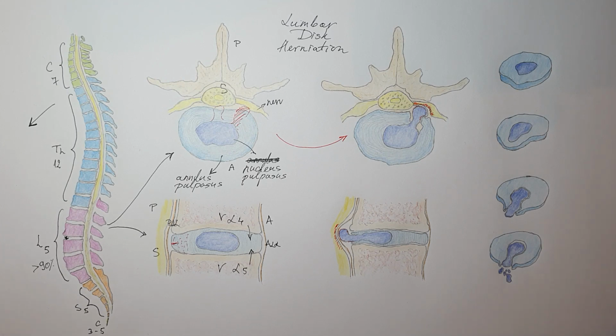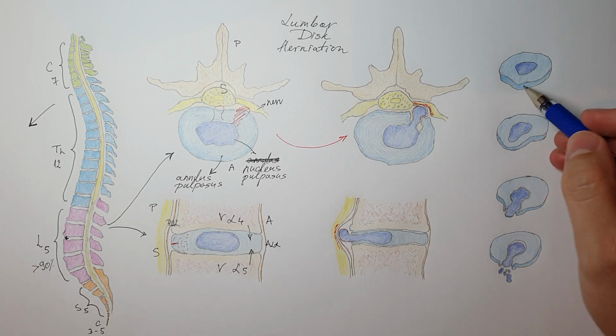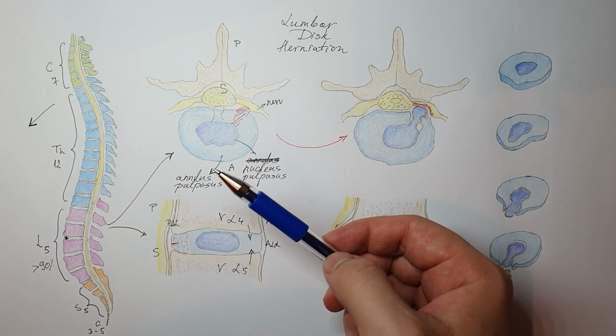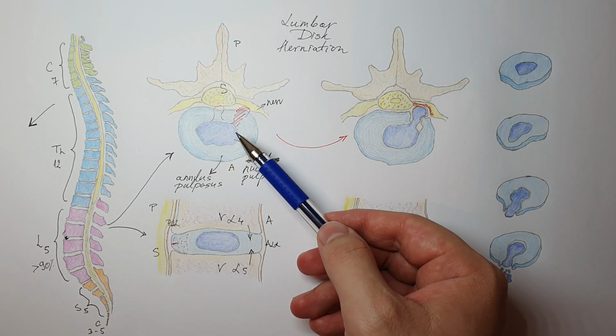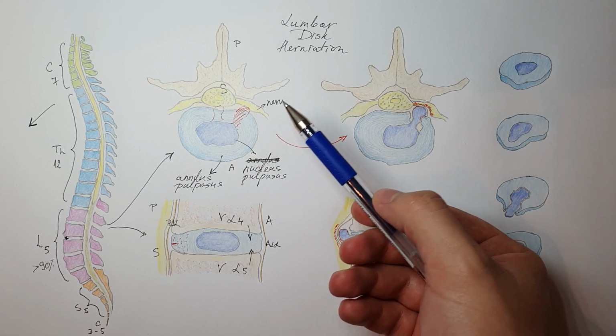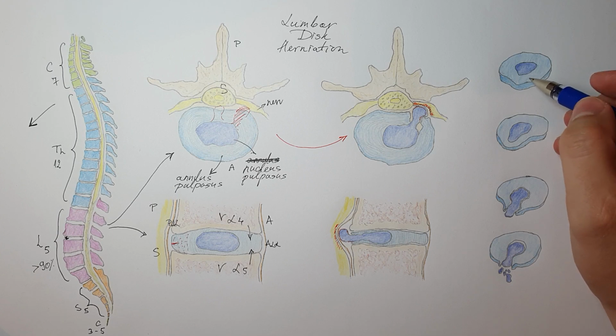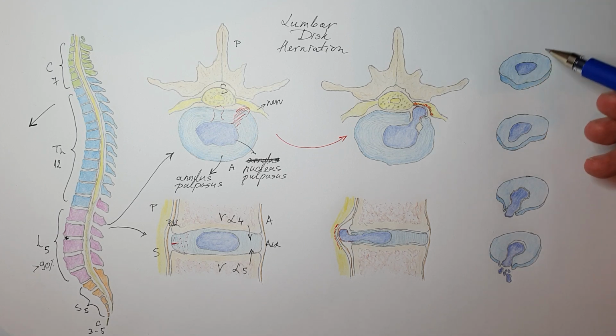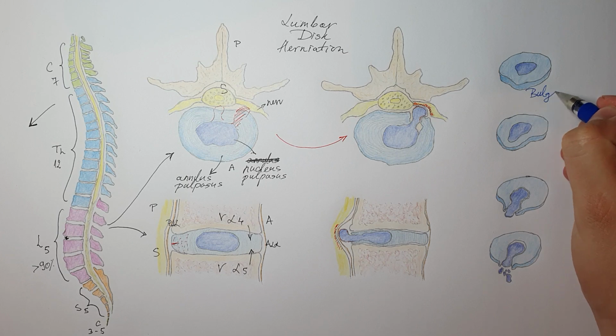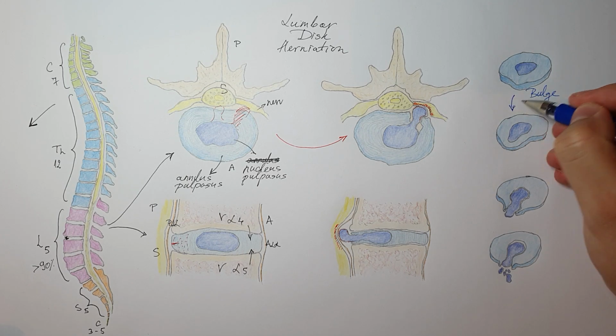So there are a few variants in order to come to this problem. First, one of the variants is a simple bulge. Normally, in the normal case, the nucleus is located centrally and the annulus is around it. But when there is stress, when there is degeneration, a part of the disc degenerates and a little bulge is created. This is called disc bulging. This is, for example, the first stage you would have.